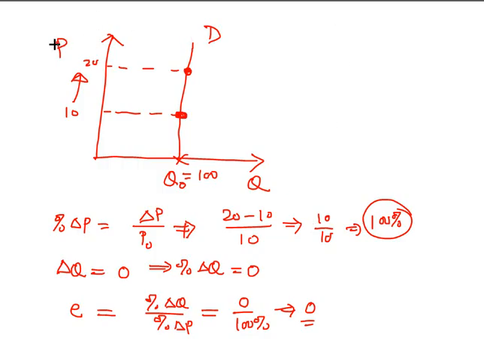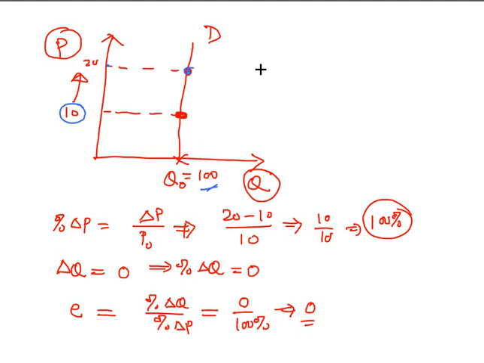So this is your price, and this is the quantity. Imagine that you have a demand curve which is like this, straight. It means that it doesn't matter what the price is, the quantity demanded will remain the same. So if the price is 10, you will demand 100 as the quantity. If the price is 20, your quantity demanded is still 100. So there is no change in the quantity that is demanded.